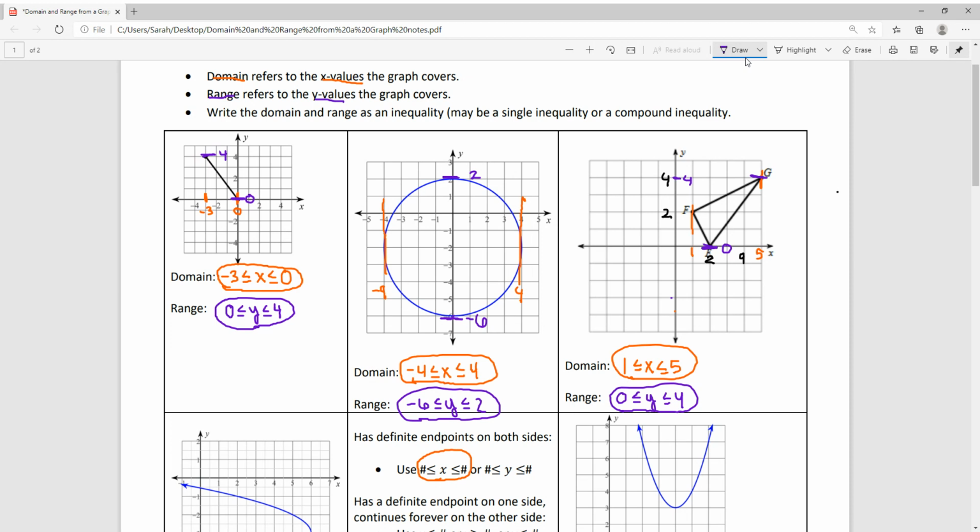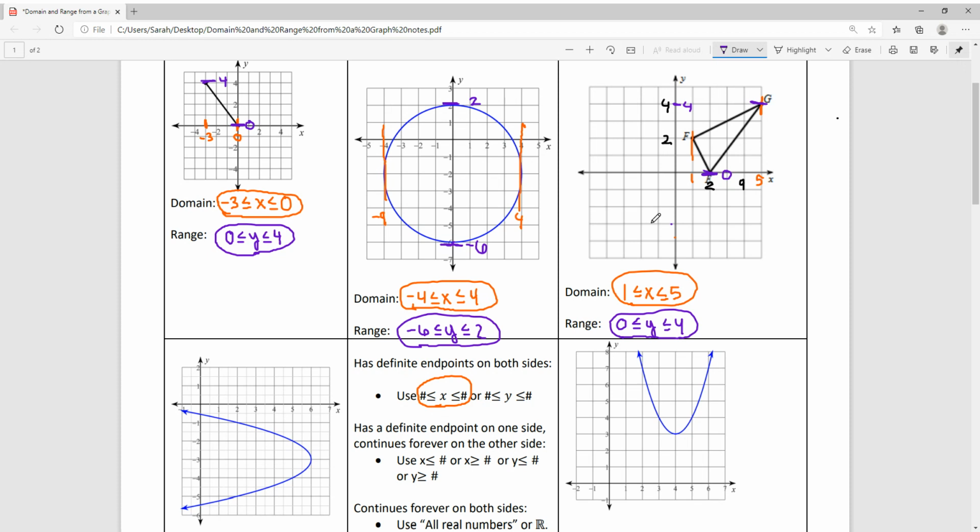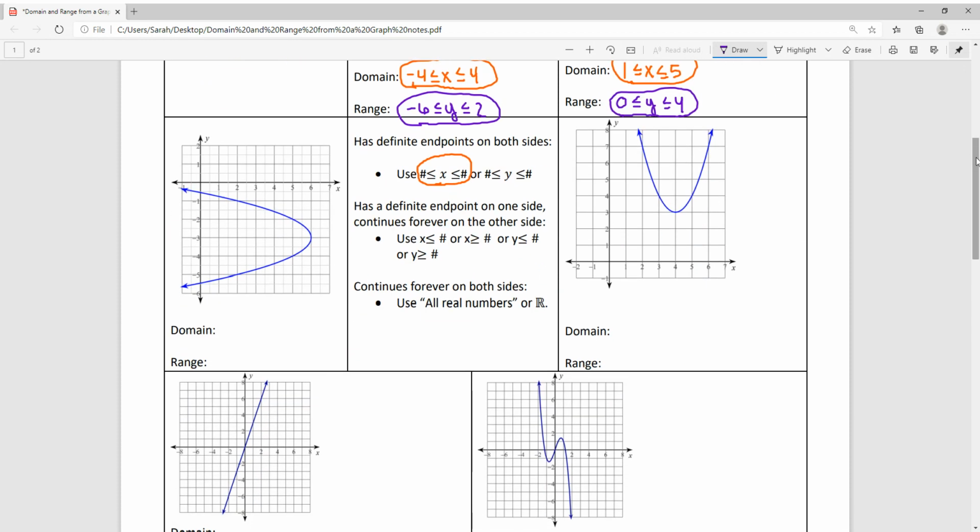So before we do any more, if we have definite starting and stopping points to our graph, our domain and range are going to look like these compound inequalities where you have x and y kind of sandwiched in the middle. Your smallest x or y value on the left side, your largest x or y value on the right side. The rest of these are still going to be graphs, but they're going to look a little different. Either they're going to continue on and on in either the x or y direction or in both the x and y direction. So let's start with these.